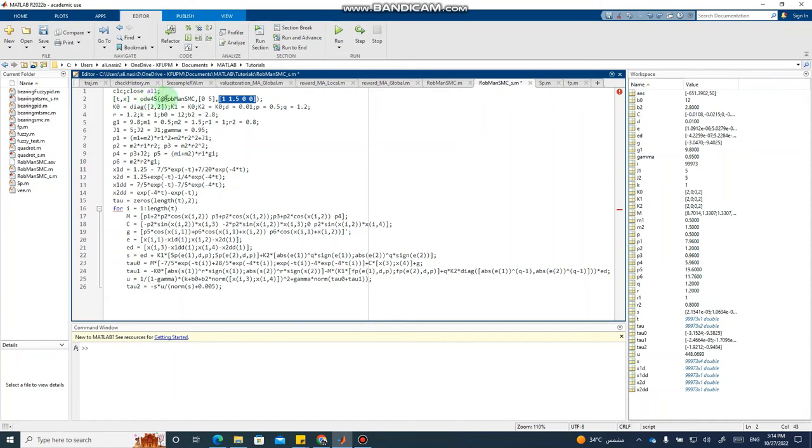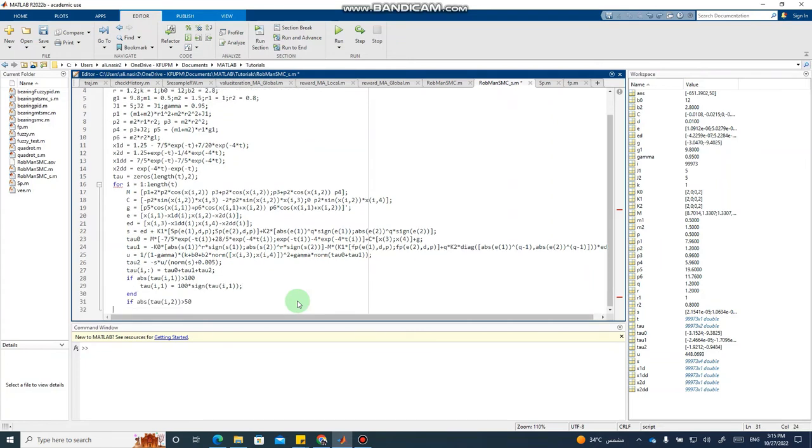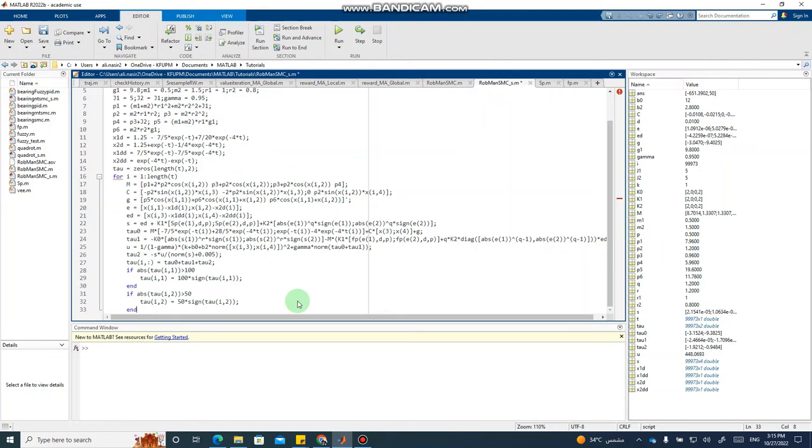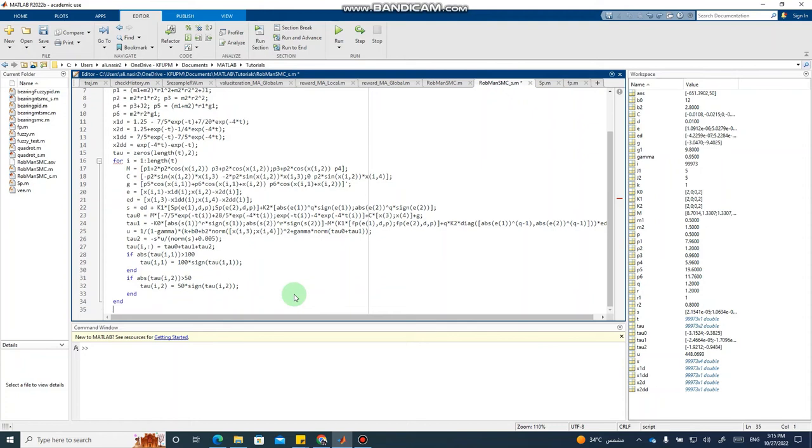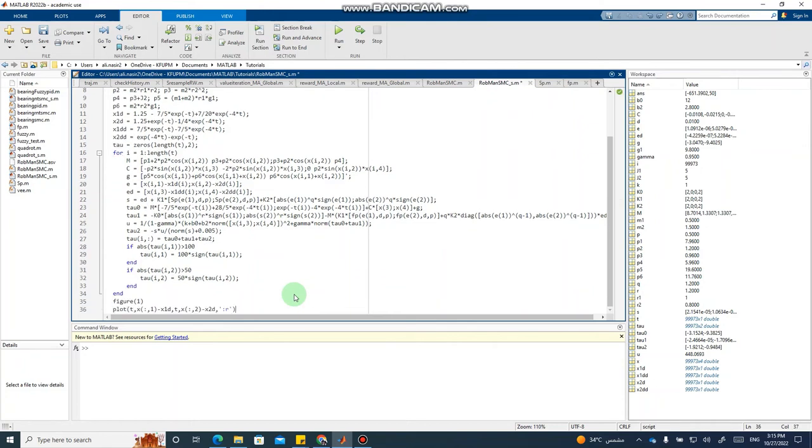These are the initial conditions that are given in the paper that we provide to the ODE45 function, and we simulate for 5 seconds because in the original paper results have been simulated for 5 seconds. We can also simulate for longer if you want. Then this is the tau i, the ith control effort, which you calculate from tau 0 plus tau 1 plus tau 2 as you do in the other file and as has been done in the paper. This is the restriction on the control: one control signal cannot be greater than 100 and another cannot be greater than 50.